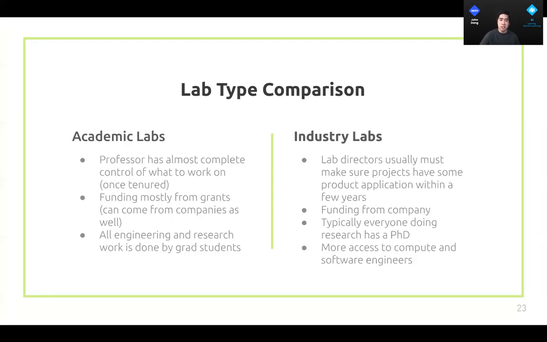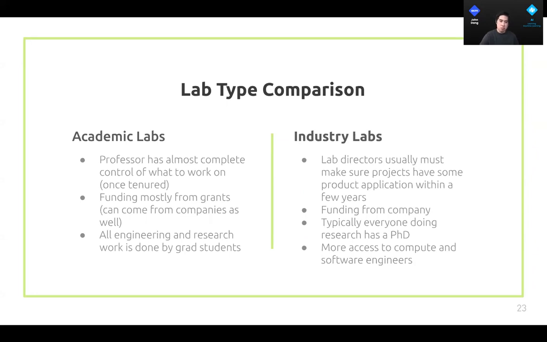Secondly, is funding. In academic labs, funding mostly comes from grants. And a lot of these times, the grants can also come from companies as well, in the case of computer science research. So a lot of the big companies, Google, Facebook, Amazon, actually fund a lot of computer science research in universities. You guys might have seen this in like newsletters, I think from the engineering computer science department, of various professors getting really prestigious grants from a lot of these big companies. In industry labs, obviously the funding comes from the company itself.